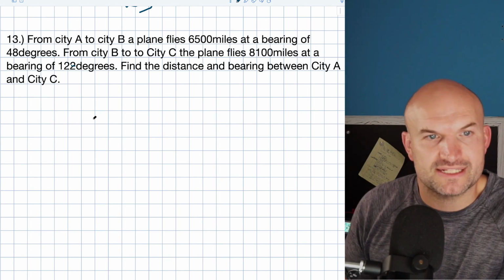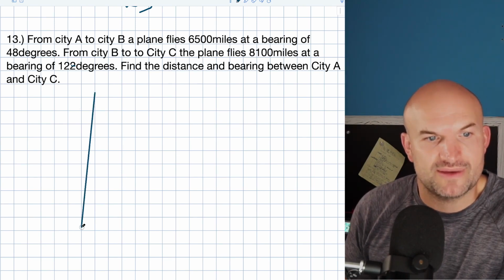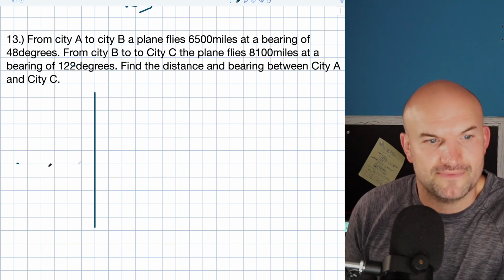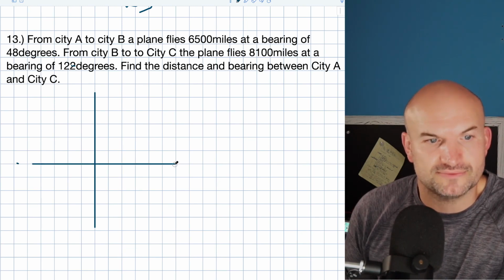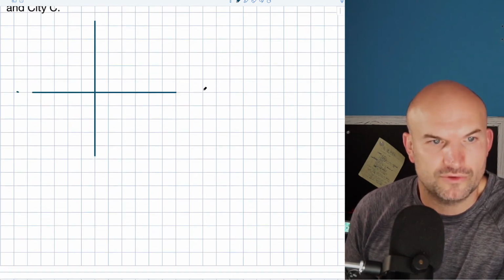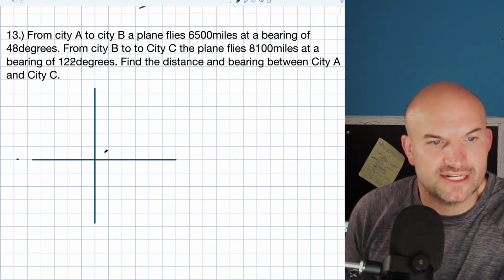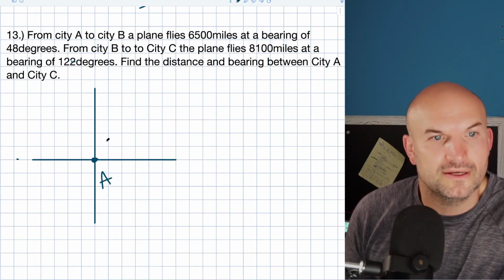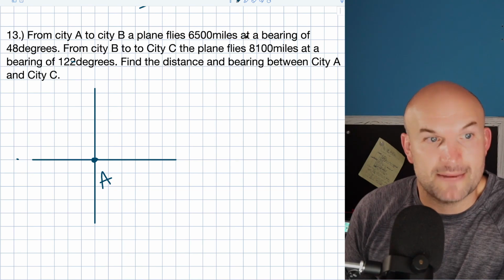So it says from city A to city B. Okay, so what I'm going to do is, we have bearings, so I'm going to draw an XY axis. What I always like to do is kind of start. Do I have room? I got a little room. Okay, so here's city A. Now we're going from A to B, 6,500 miles at a bearing of 48 degrees.